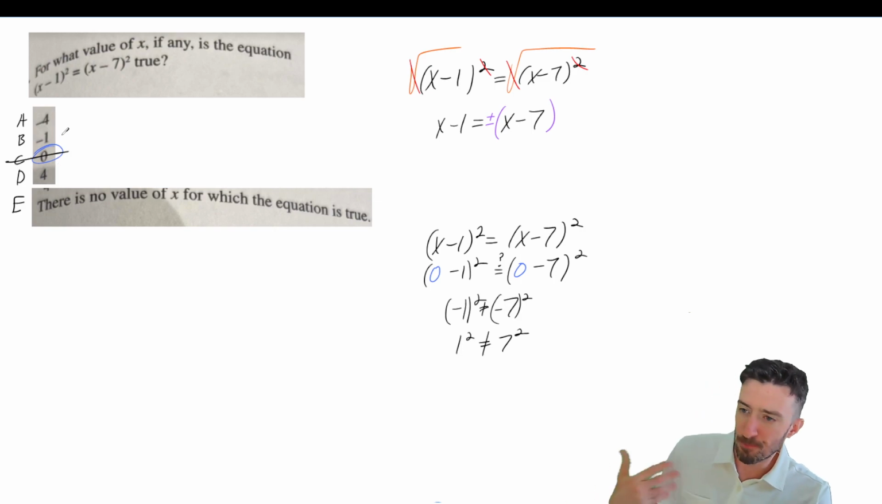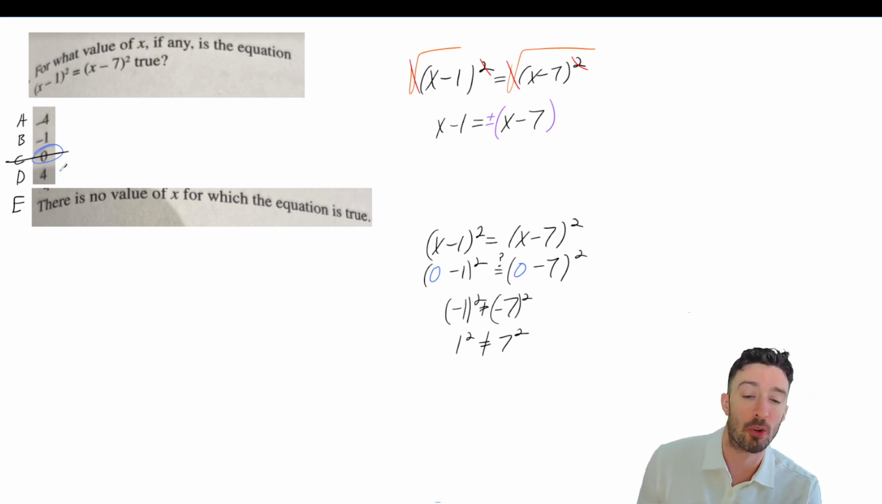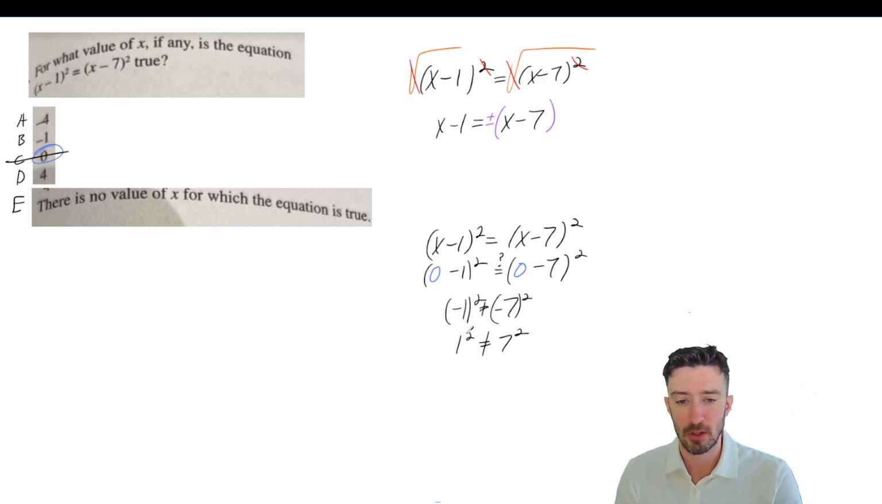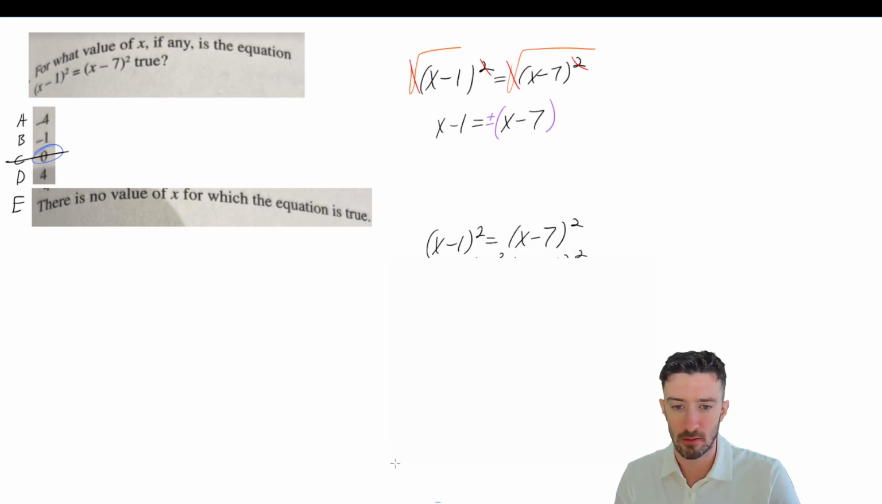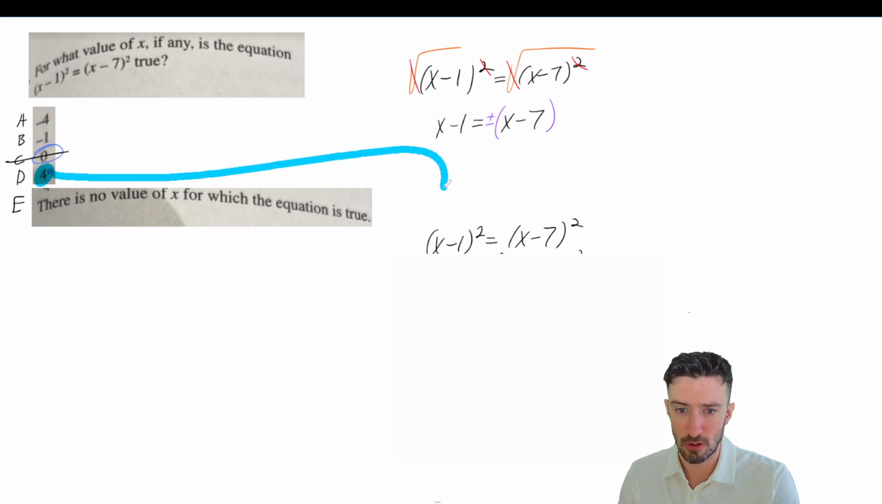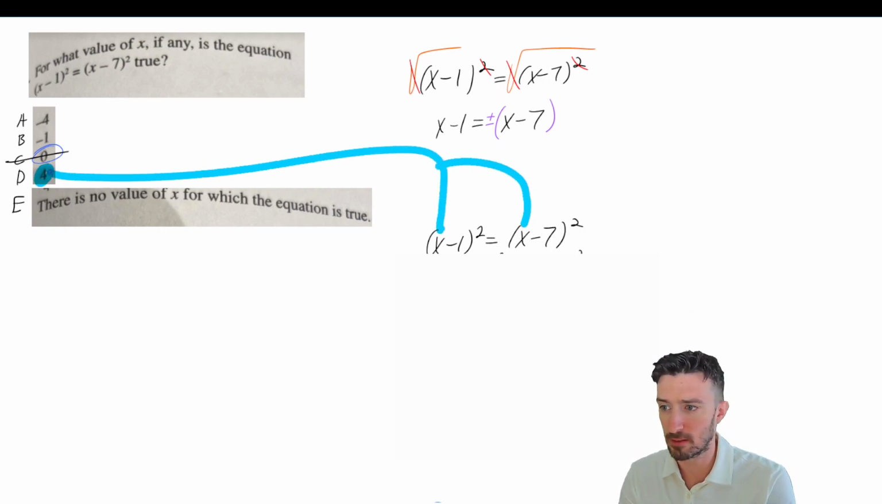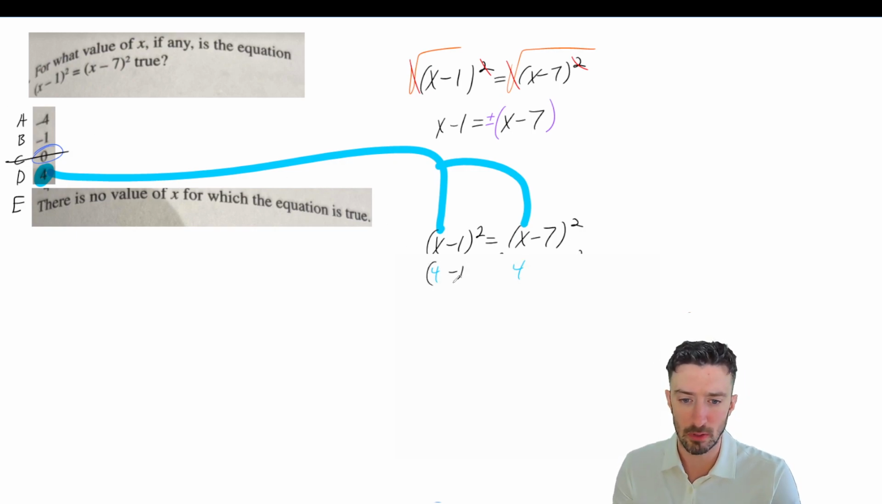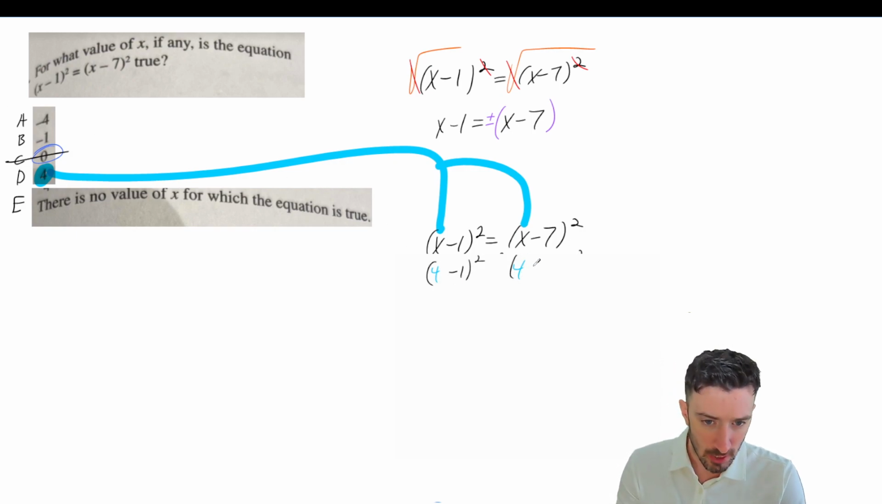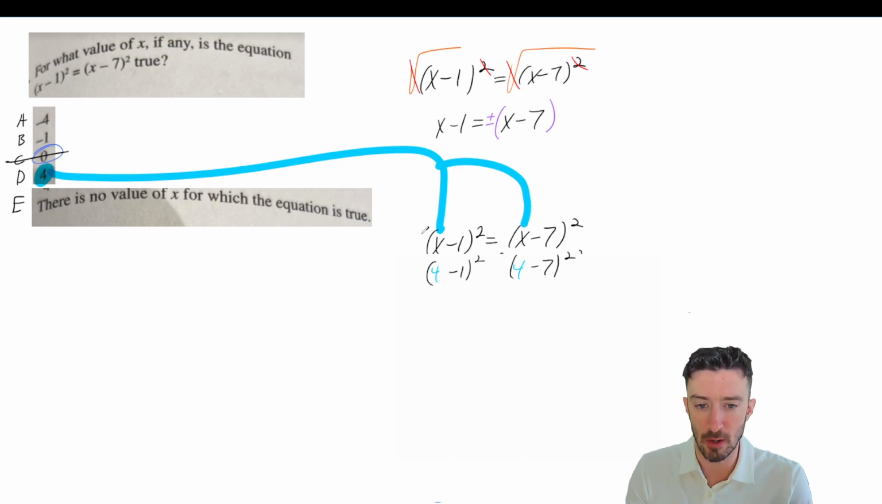Okay, now out of all these other numbers, I would say 4 is probably the next easiest one to try. So we could try that. Let's try putting in a 4 where we see the x. So that would mean you'd get (4 − 1)², and we're checking that versus (4 − 7)².